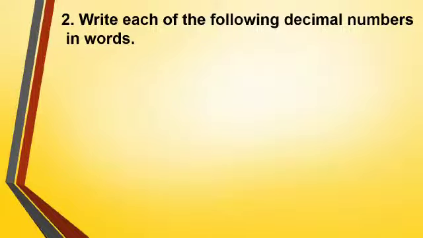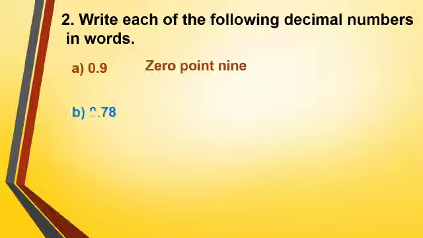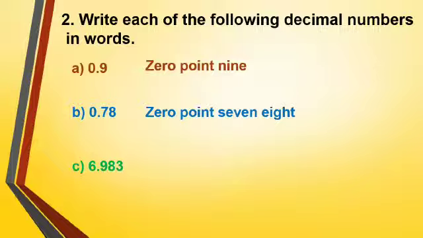Question number 2 is write each of the following decimal numbers in words. In the A part, the given number is 0.9. In the words, we can write it as 0.9. The second given number is 0.78. The third number is 6.983.